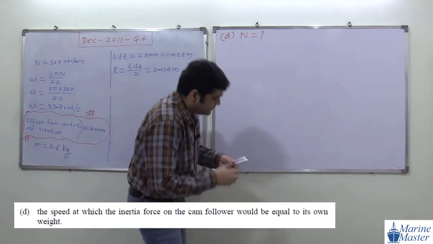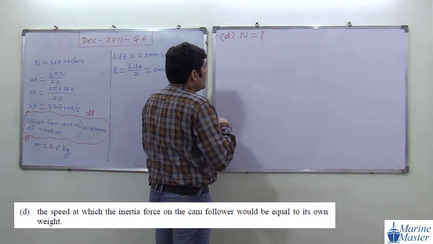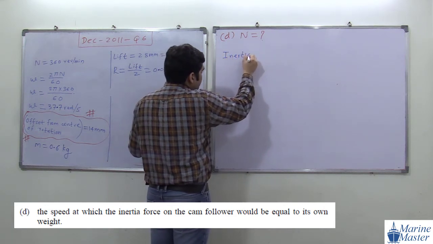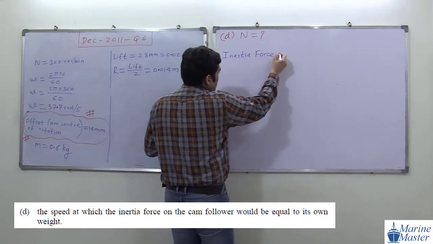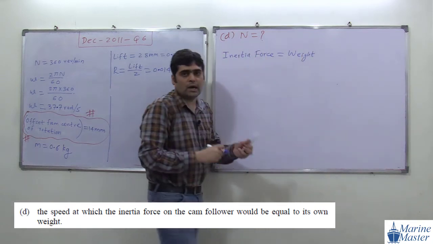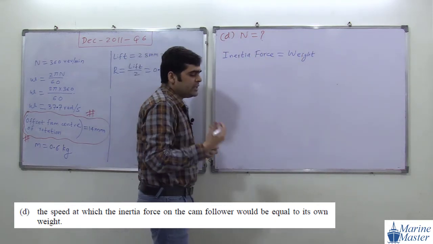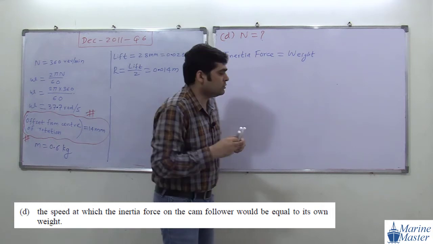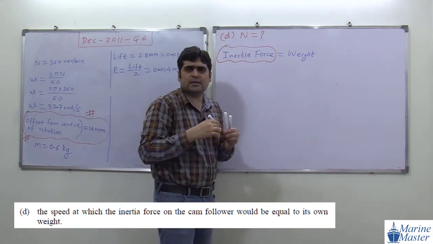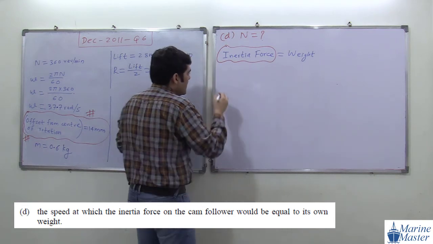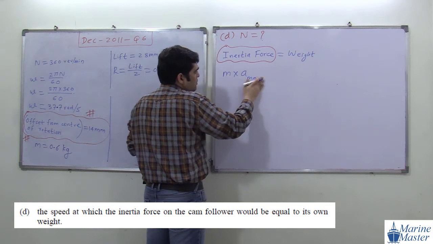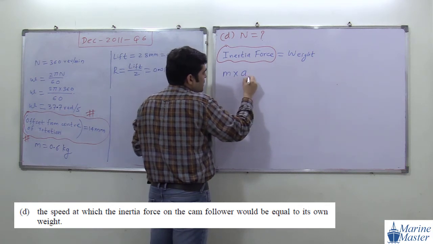So here we have to find out N. For that, what condition have they given us? Inertia force is equal to weight. This condition they have given us in the question. Now what is meant by inertia force? This point we have to memorize. I am not going into that much detail, just memorize this one. Inertia force means mass into A max. Just remember for now. We don't need more than that.